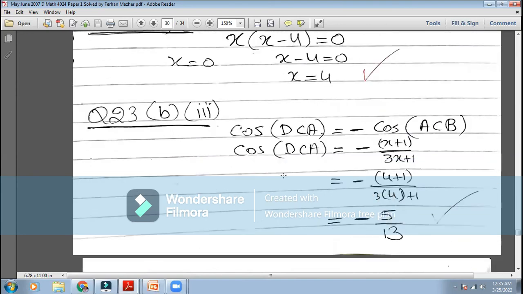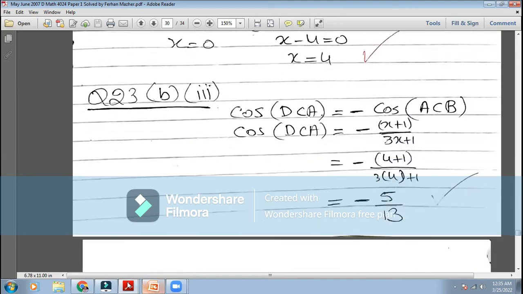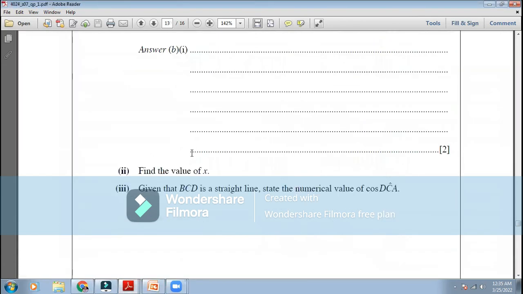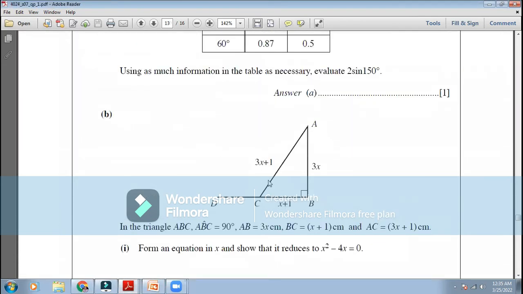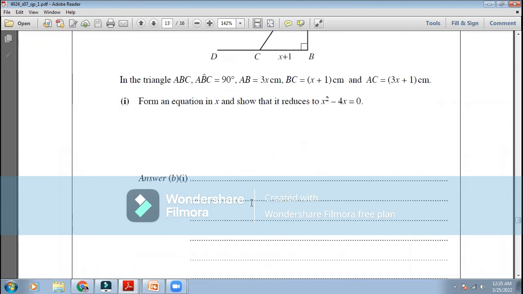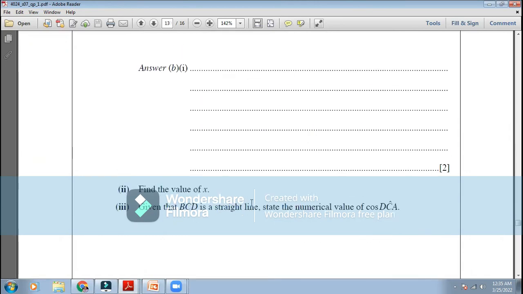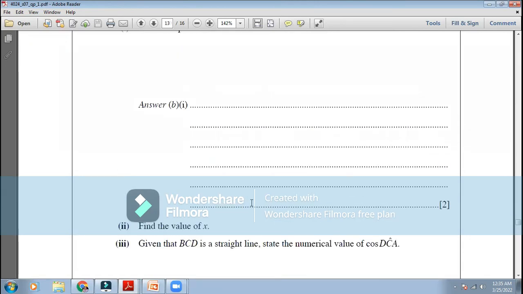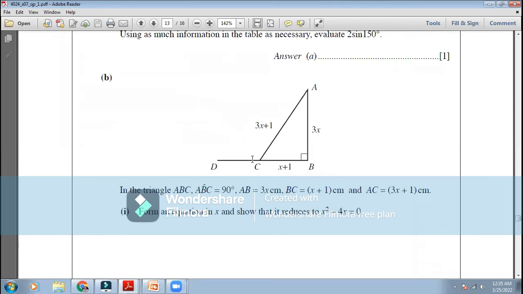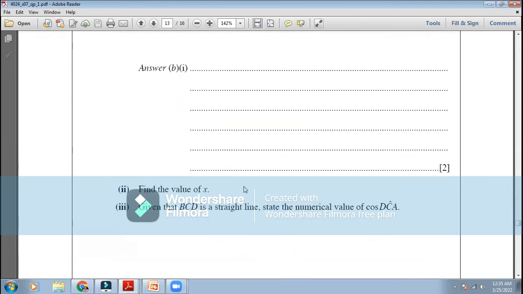X equals 4. Now their question is, what is the value of cos DCA? They want you to find DCA. So whatever is the cos value of this internal angle here, ACB, the same will be the cos value of this outer angle, ACD. But because it's obtuse, with this answer, I will write the negative.